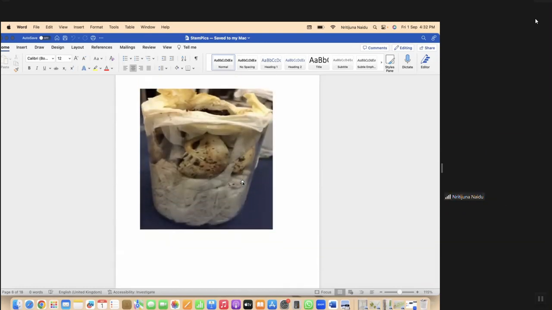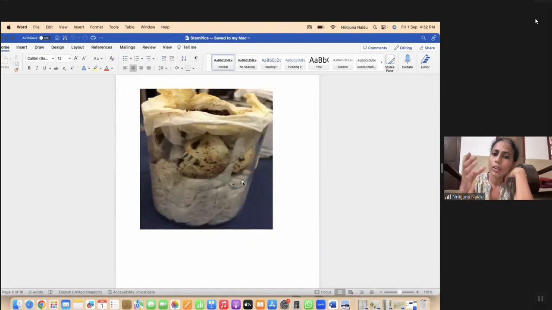So what you need to prepare is a transparent glass jar. Line it with tissue paper. Fill it up with compost or soil. And between the tissue paper and the wall of the jar, you place seeds in different positions.